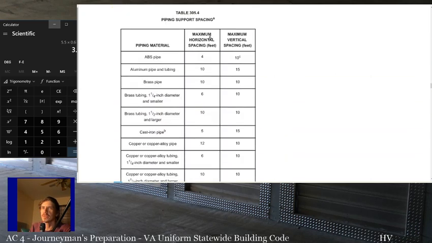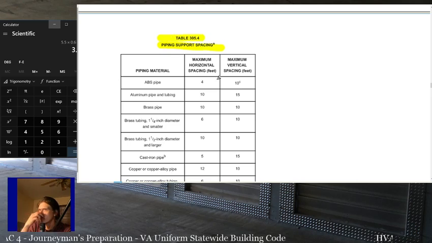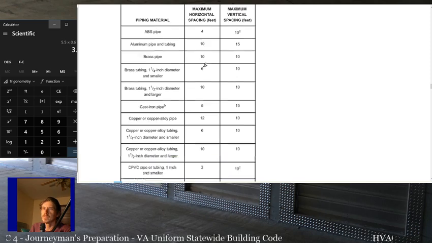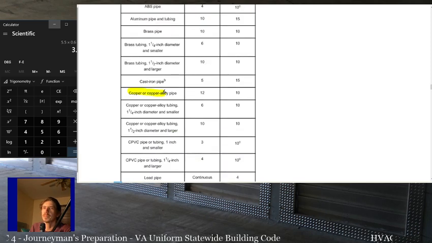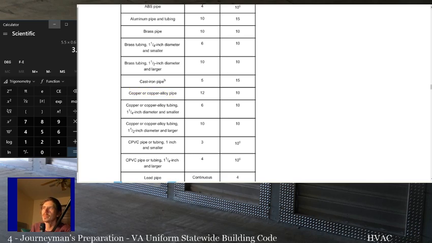But that's the interval of the support. Otherwise, you follow this. This is the code requirements on pipe support, so you want to know this section. So if you're installing copper pipe, right? Or no, sorry, forget that, because copper pipe is almost non-existent.